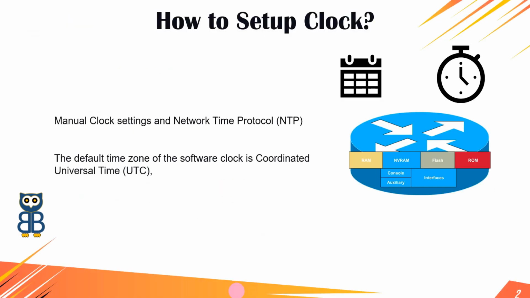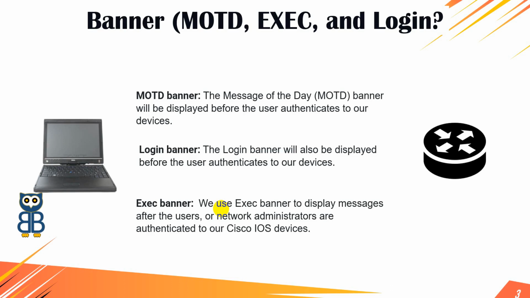So that's how you can update the calendar for the router. You can change the time, you can change the date, also you can change the time zone, even you can update the summer time on the router. That's it in this section. So let's move to the next topic, which is how to set up a banner on the router.